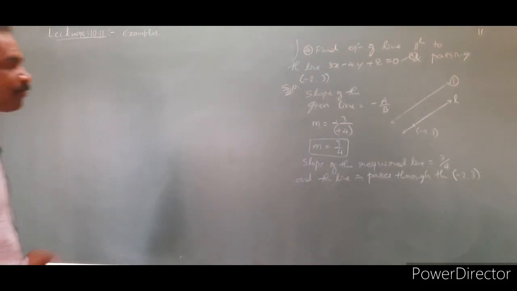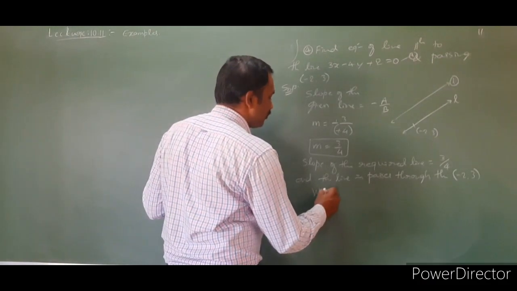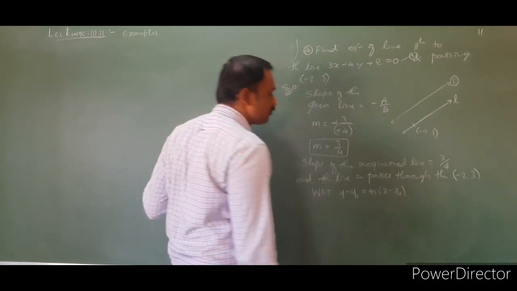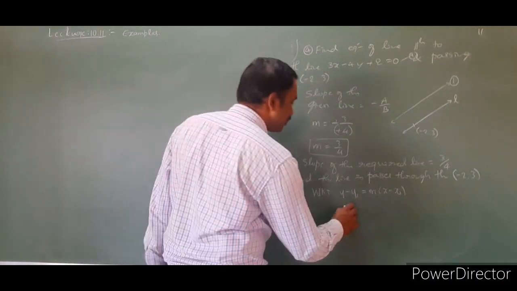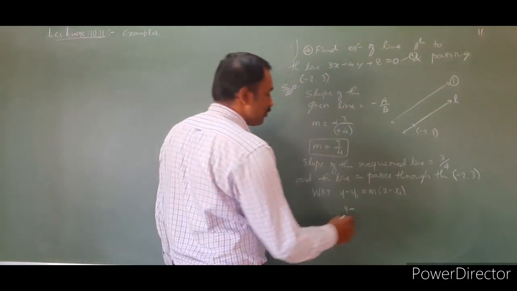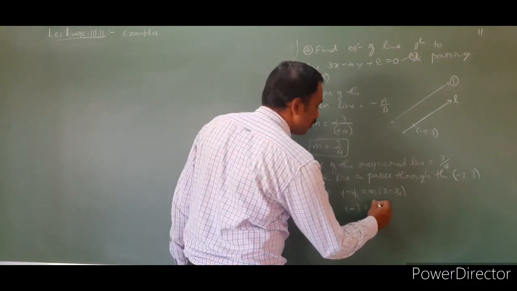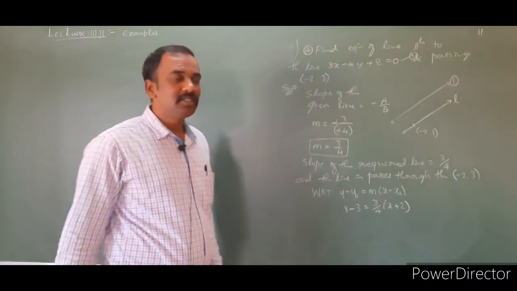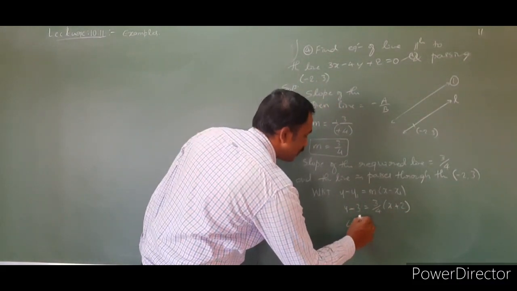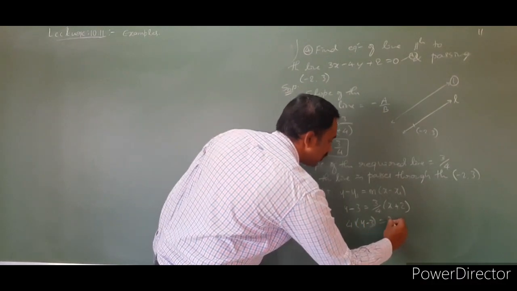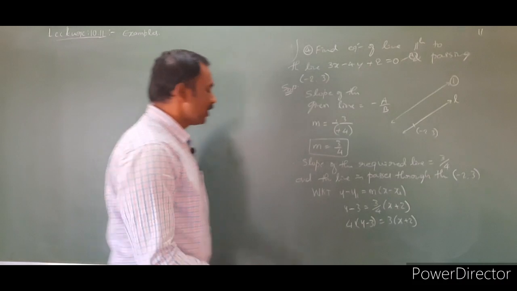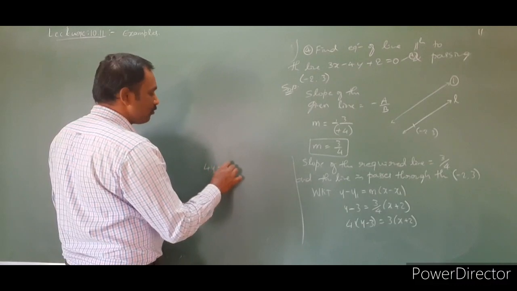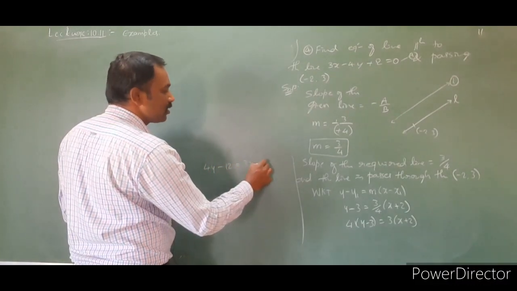Then how do you find the equation? We know the formula: y minus y1 is equal to m into x minus x1. Y minus, what is y1? The y1 value is 3, equal to m value 3 by 4 into x minus x1 value, which is minus 2, so plus 2. Cross multiply: 4 into y minus 3 is equal to 3 into x plus 2. Multiplying 4 into the bracket, 4y minus 12 is equal to 3x plus 6.